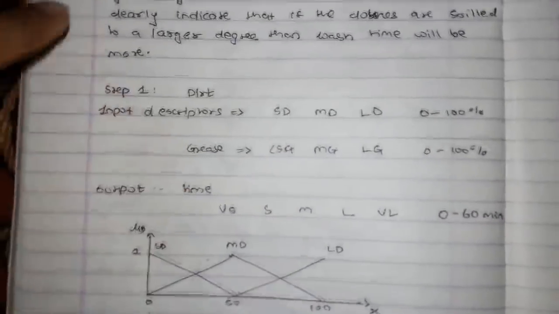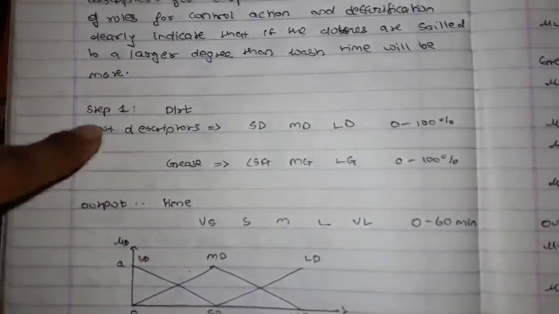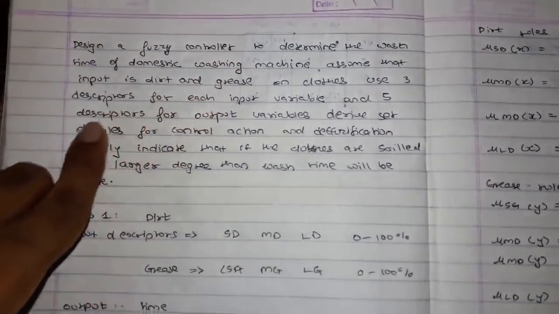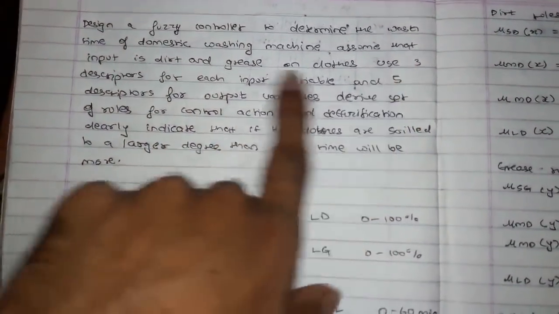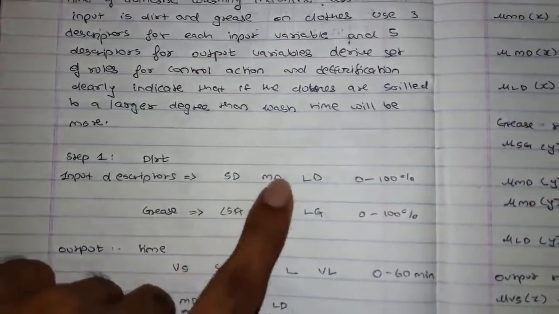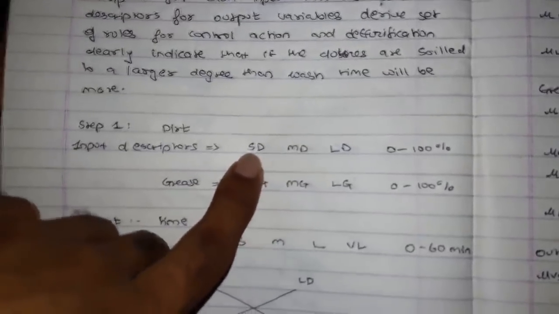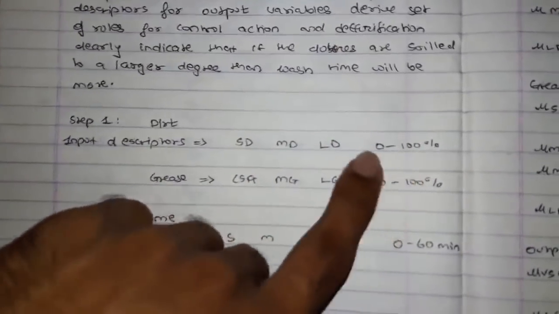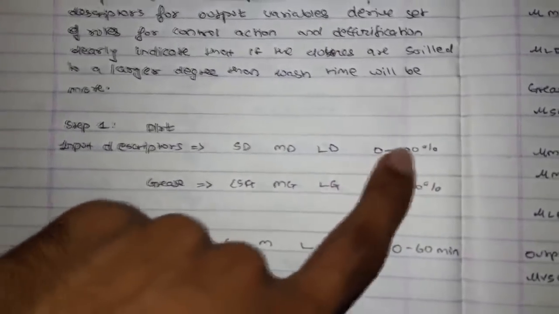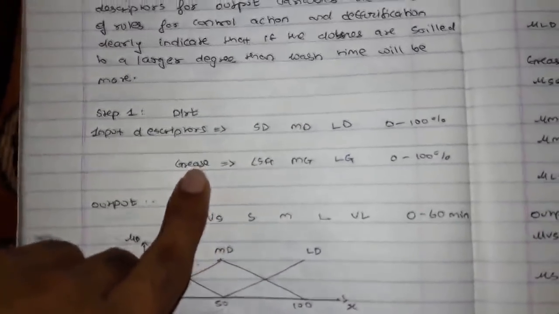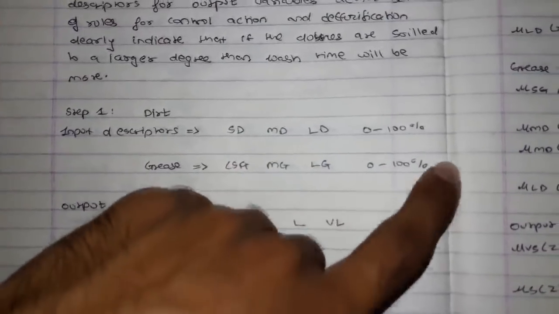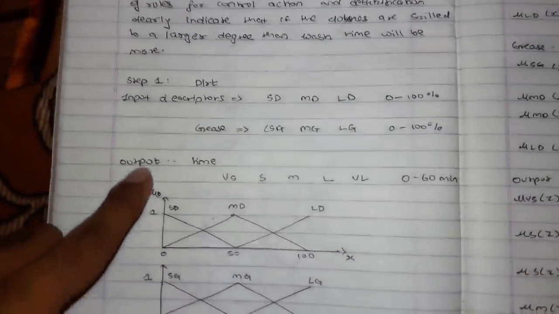So let us start. Step 1, you take the inputs and outputs. The input is dirt and grease. Here they have told us to use 3 descriptors for inputs. So there are small dirt, medium dirt, large dirt. This is again your choice; you can put any name that you want. I have given small dirt, medium dirt, large dirt, and I am taking this in percentage, so the value will be from 0 to 100 percent. Next, grease. Similarly, small grease, medium grease, large grease. Same thing in percentage.